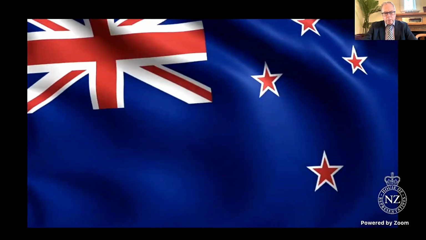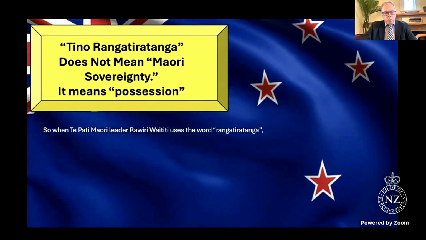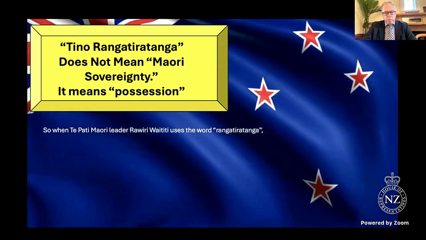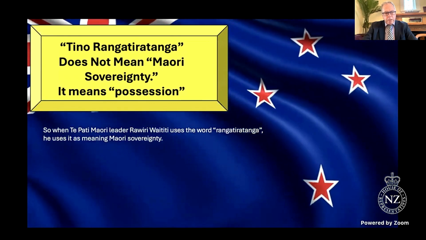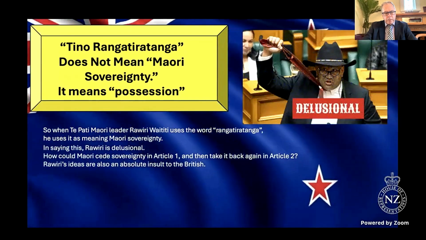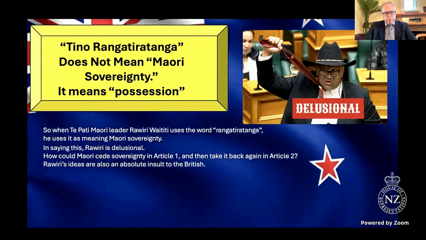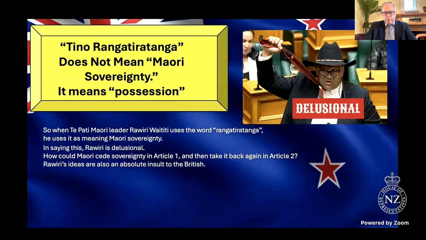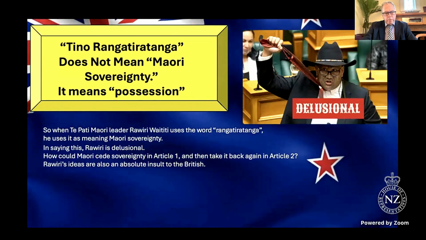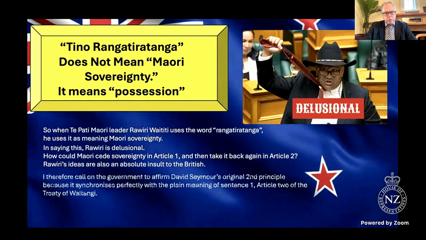It was sold. So when Te Pāti Māori leader Rawiri uses Rangatiratanga, he uses it as meaning Maori sovereignty. In saying this, Rawiri is delusional. How could Maori cede sovereignty in Article 1 and then take it back in Article 2? Rawiri's ideas are also an absolute insult to the British.